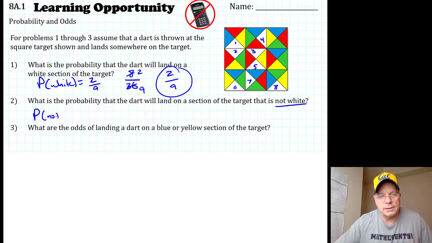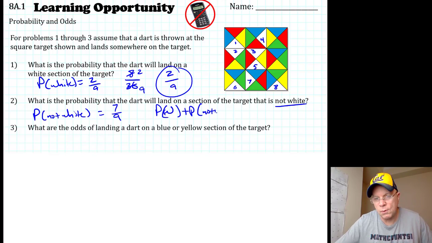Probability of not white must be 7/9, because probability of white plus probability of not white equals 1. And that's getting back to the joke on the t-shirt. A probability of 1 means 100% probability. It's certain to land on white or not white.